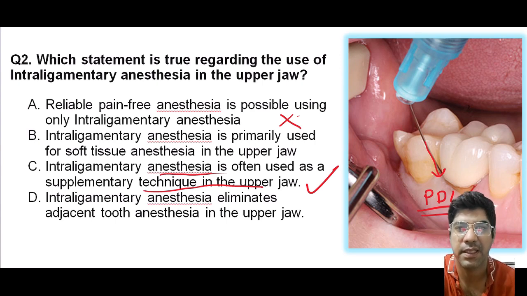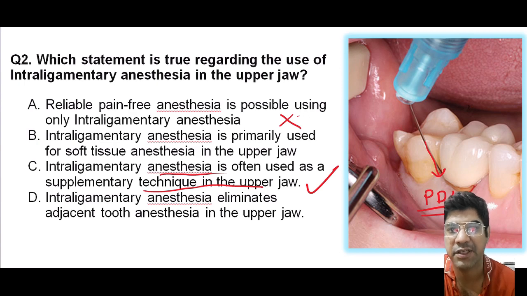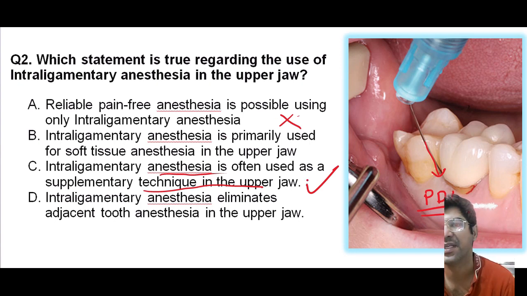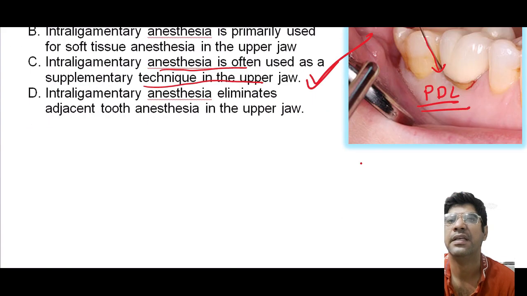Option D, it eliminates the adjacent tooth anesthesia in the upper jaw. It aims to provide anesthesia to a specific tooth, so it does not necessarily eliminate anesthesia in the adjacent teeth. Adjacent teeth may still require their own anesthesia if needed for the dental procedure. So the answer here is C.